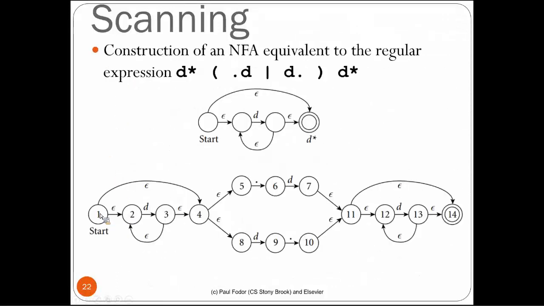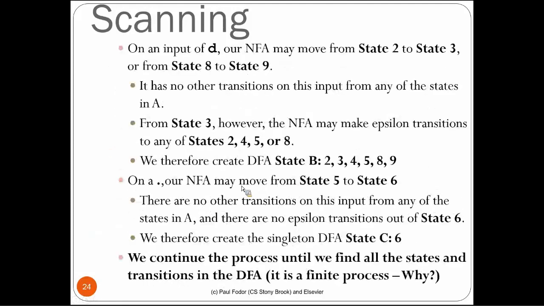Similarly, let's see with a dot. Initially, we could have been in state 1, 2, 4, 5, and 8. Now, if we have an input dot, that dot cannot be consumed by a digit, so we can get with dot to state 6. There are no other transitions for that input from any of the states in state A, and there are no other epsilon transitions from state 6. Therefore, we have a single state in the non-deterministic automata that corresponds to the state C in the deterministic automata.